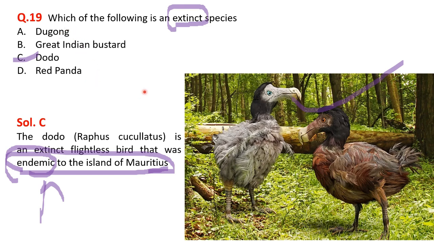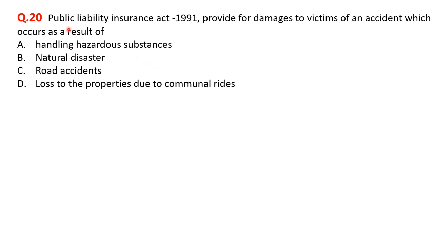These three are also at the verge of extinction and very few are available, finger countable, less than 100 in number. The other three are also there and they might become extinct if they are not maintained within 5 to 10 years. And the last question here is, the Public Liability Insurance Act of the year 1991 provides for damages to victims of an accident which occurs as a result of what?